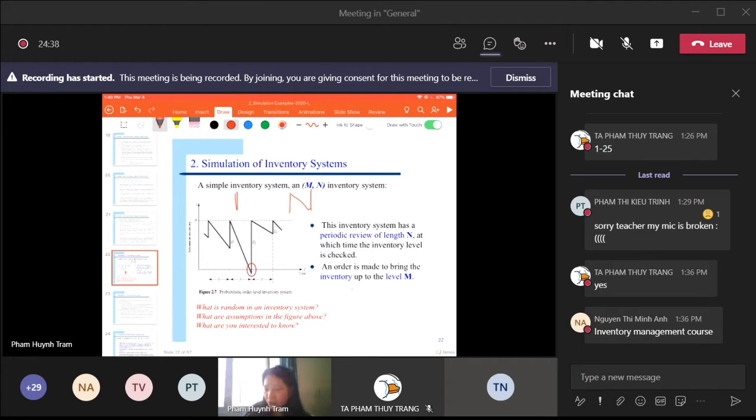Okay, so our policy here will be deciding what M and N are suitable, or what is the optimal M and N for us. Okay, so let's look at this picture. We have the x-axis as the time.